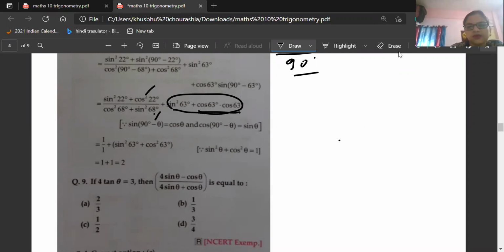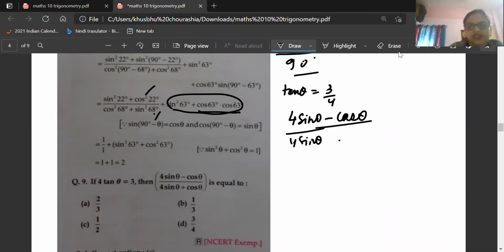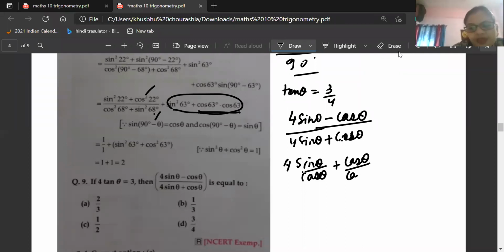Tan theta is equal to 3 by 4. Now they were asking: find the value of (4 sine theta minus cos theta) by (4 sine theta plus cos theta). So how can we answer this question? Very easy. Divide the numerator and denominator by cos theta. So 4 sine theta by cos theta plus cos theta by cos theta.